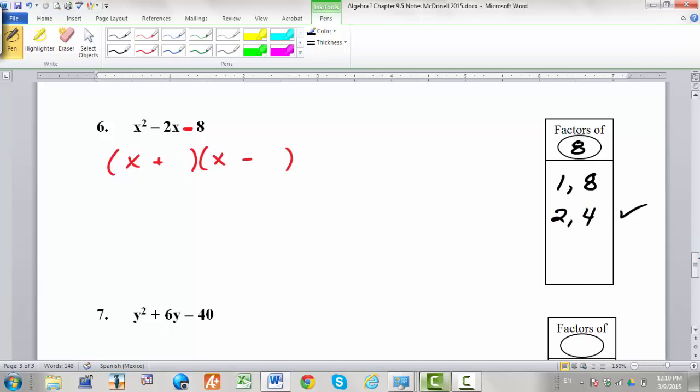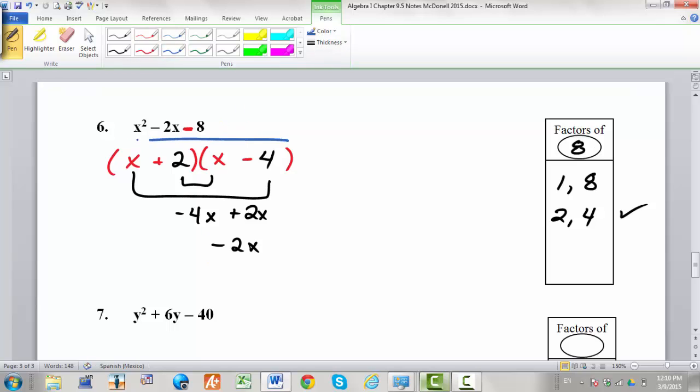Like always, I'm going to try to start with the one that's closest together, and I'm going to put in 2 and 4. I'm going to try my outside and get negative 4x, my inside and get positive 2x, and I get negative 2x as an answer. Pretty straightforward, and it looks like that is our answer for our problem on our first try. It won't always work that way, but when it does, it sure is nice.